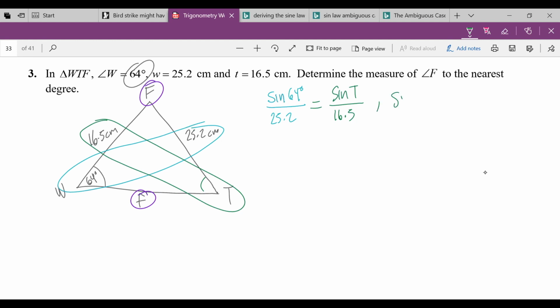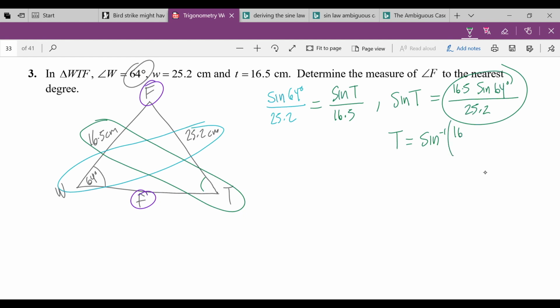What does this mean? It means that sine of angle t is going to be equal to 16.5 times sine 64 degrees, all divided by 25.2. And if sine t is equal to this mess, then angle t itself is going to be equal to the arc sine, or the sine inverse, or the sine -1 of 16.5 sine 64 degrees, all divided by 25.2. Basic trigonometry. And what does that give us? T is going to be 36 degrees rounded off to the nearest degree.